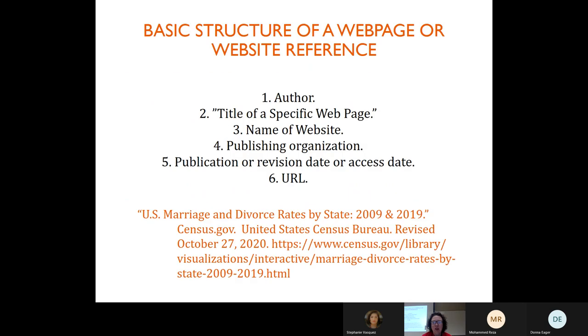Basic structure of a web page or website reference. Tricky too. Author, title of the specific web page, name of website, publishing organization. That middle part here is very interesting. Now you can do an access date. This is where it wants the publication or revision date or access date. And then the URL.